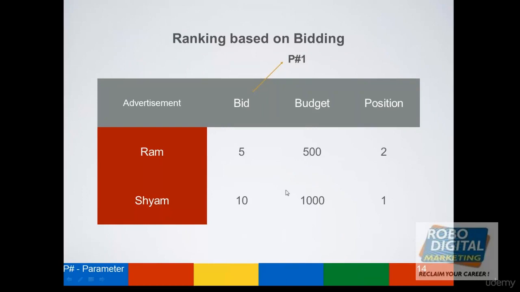Who will get the first position? There are two people. One is person A, Ram. Another person is Mr. Shyam. Ram is bidding 5 rupees. Shyam is bidding 10 rupees on the same keyword. Who will be getting the first position? Shyam? Because his bidding is higher and the budget is higher as well, right? Yes. His bidding is higher. Budget is not important. Whatever your budget is, it is not important, but the bid should be higher.